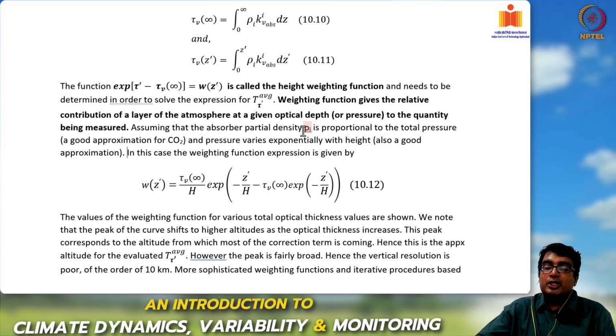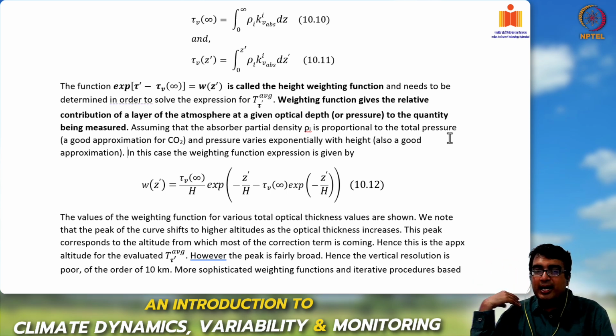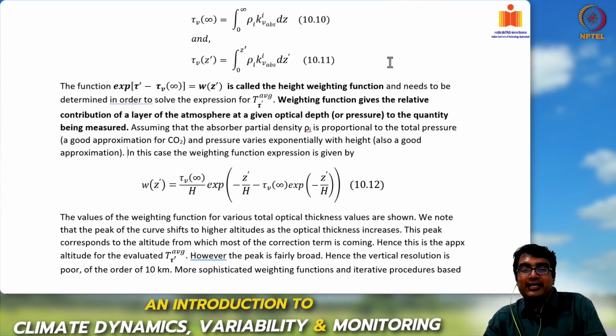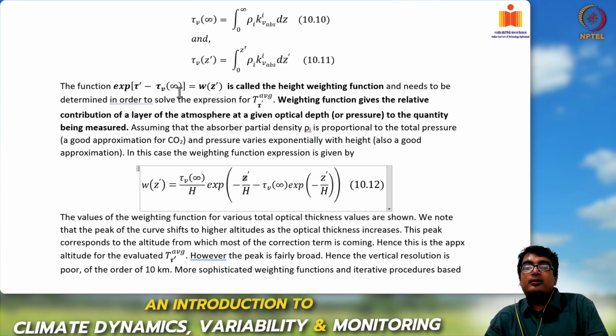Assuming that the absorber partial density is proportional to the total pressure, which is of course true for CO2, which is a well mixed gas, and the pressure is decreasing exponentially with height, also a very good approximation as we have seen before, then this weighting function can be expressed in terms of the total optical depth and the scale height of the atmosphere. So this h is the scale height of the atmosphere, multiplied by whatever is the altitude z for that given tau prime value, this expression. Okay.